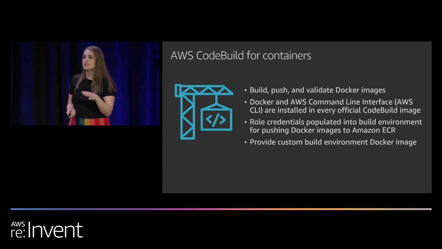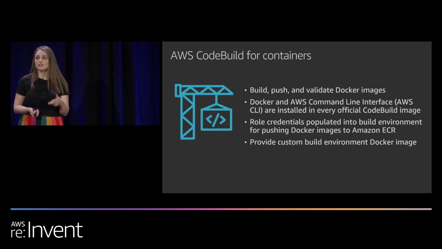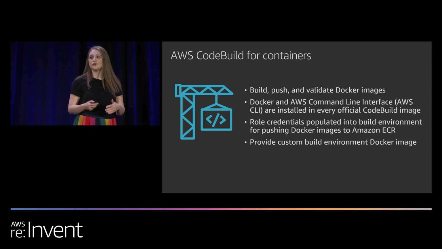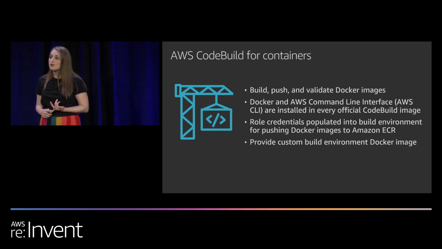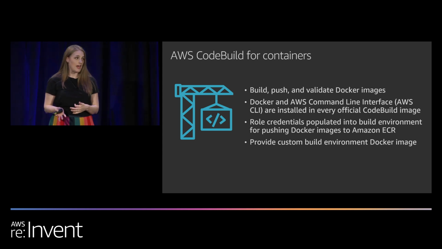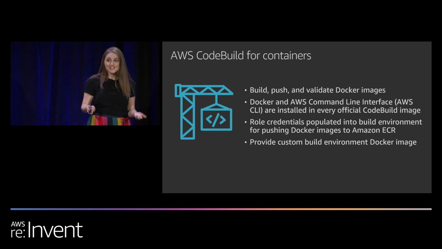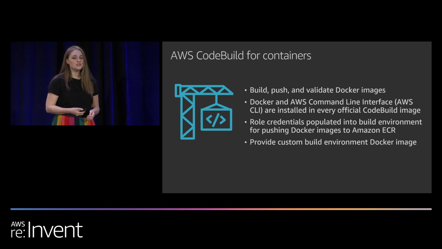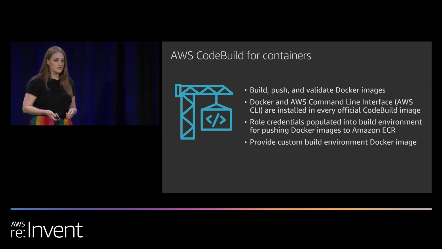So what I like about CodeBuild is that it's really great for containers specifically. It helps you to build, push, and validate your Docker images. The Docker CLI and the AWS CLI are built into every official CodeBuild environment. So it's really easy to use for containerized services. IAM role credentials are populated into the build environment automatically, so you can log into ECR and push your images there. And then, because we're all fans of containers, you can even create a custom build environment Docker image. So if you have a specific mix of tools that you like to use, install different CLIs and things like that, you can do that inside of a Docker image and provide that to CodeBuild.